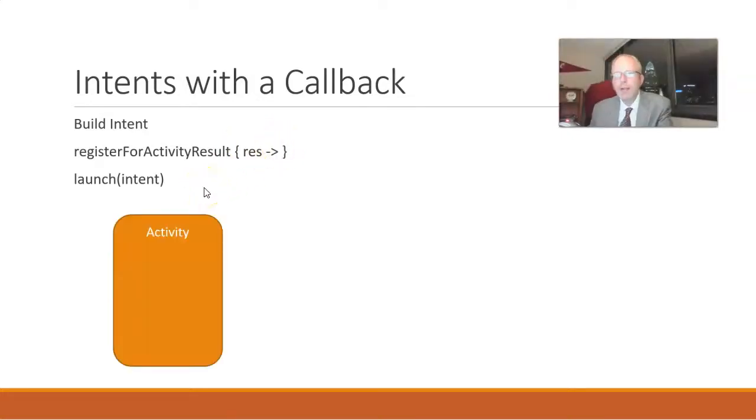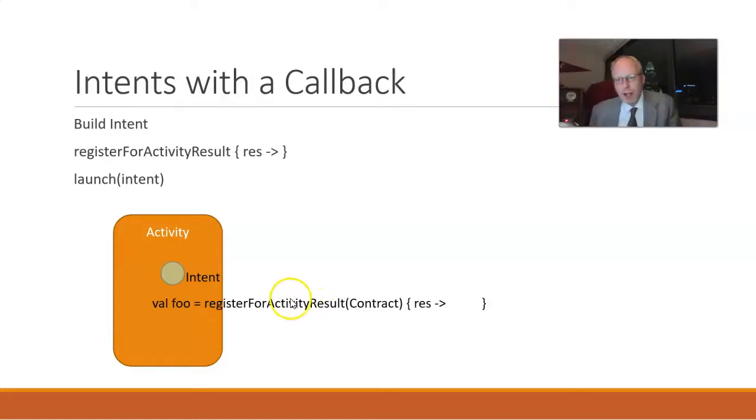Let's take a look at this with an animation. So we start with our activity, whatever activity we're currently in. Within our activity, we build an intent, which says this is what I want to do. And a lot of times we can pass data with the intent as well. Don't have to, but we can. Next, we invoke the function registerForActivityResult, and we pass to it a contract. Remember, that's the thing that says, here's the data we're passing in, and here's the data we expect to get back from this activity when we hear the callback.